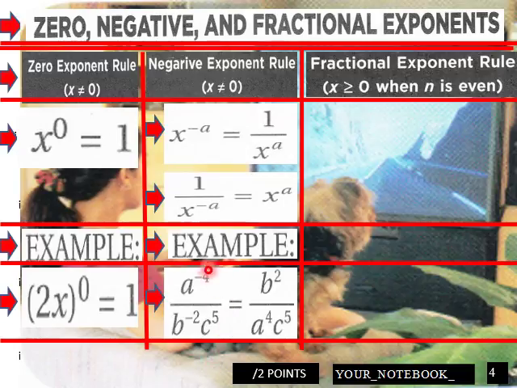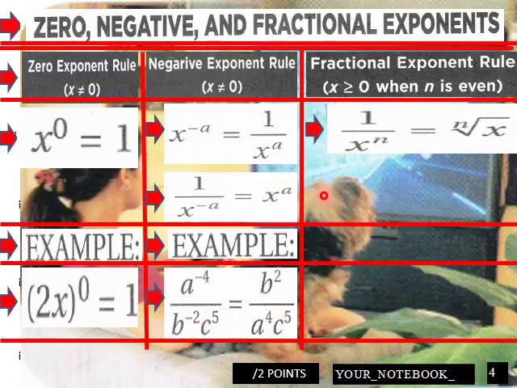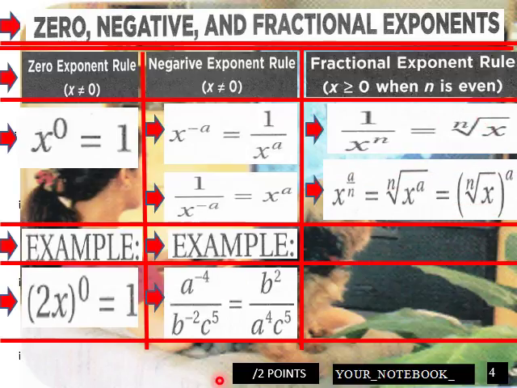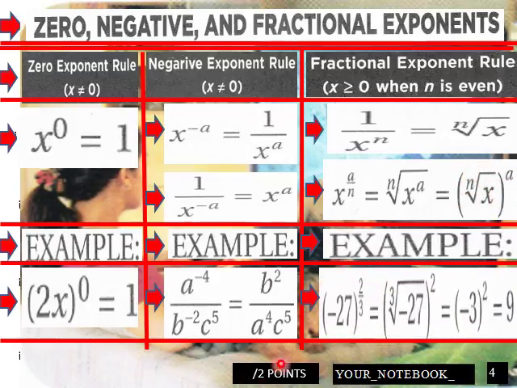Here's an example. These reciprocate down, this goes up. This stays where it is. And then 1 over x to the n would be the nth root of x. X to the a to the nth would be x to the a power to the nth root, and this is the way that you would further simplify that. An example here would be negative 27 to the 2/3 power, which would be the cube root of negative 27 squared, which would be negative 3 squared, 9.